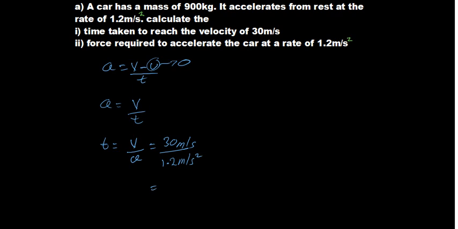Okay, so we divide 30 divided by 1.2, which is 25 seconds. So the time taken is 25 seconds.